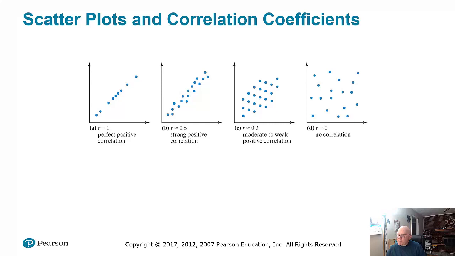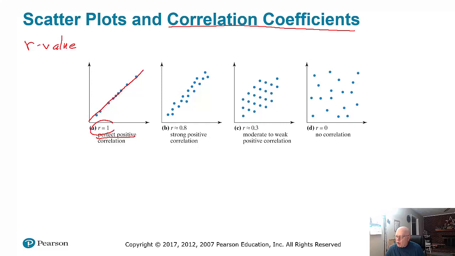Now, how about the numbers? What does that R value actually tell you? This is the correlation coefficient. If it's a perfect positive correlation, that means it goes up to the right. Notice that that regression line fits it to a T.